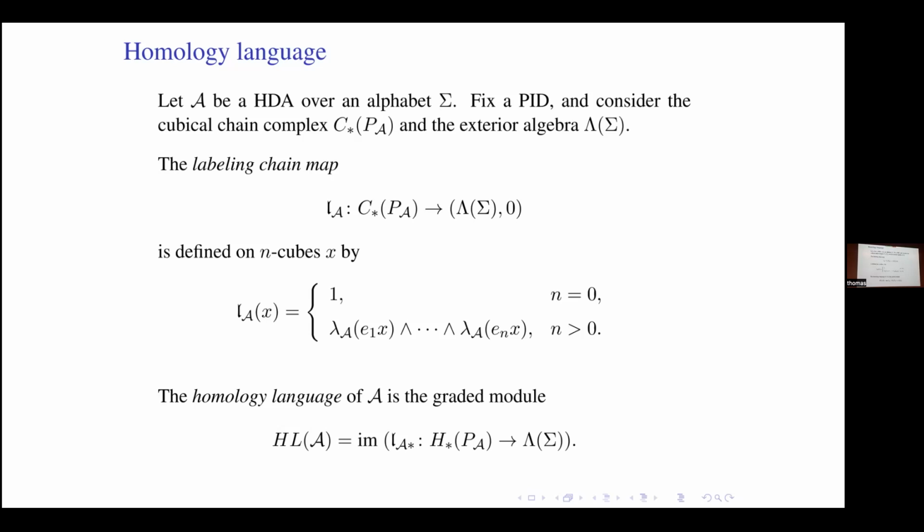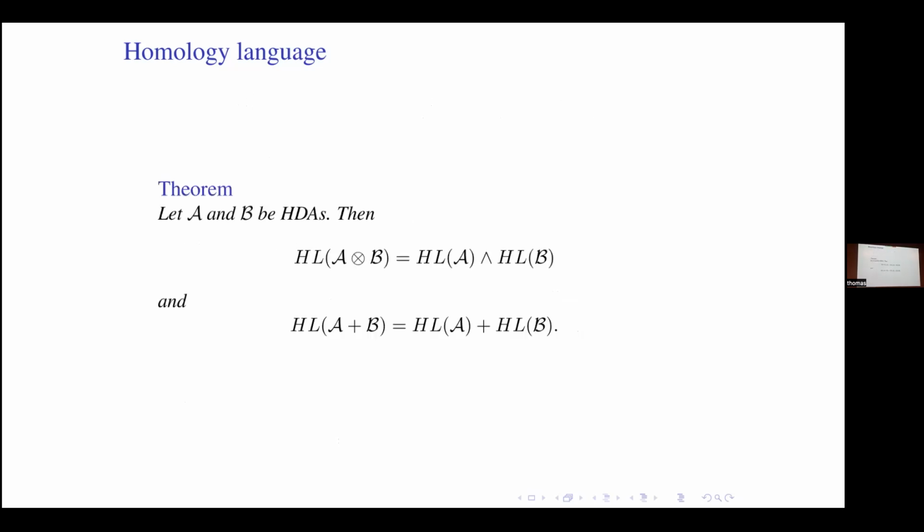The homology language is reasonably compositional. If we have two HDAs, A and B, we can form the tensor product. This has not been defined this morning, so I cannot do it here. But geometrically, the tensor product corresponds to the Cartesian product of topological spaces, and formally it's defined in a way similar to the tensor product of chain complexes. From the concurrency point of view, it's also important because it permits us to model the parallel composition of independent concurrent systems. The homology language of the tensor product is the exterior product of the homology languages.